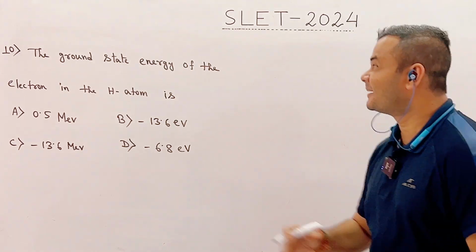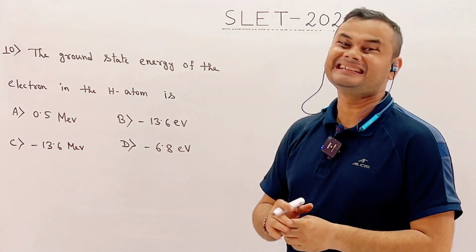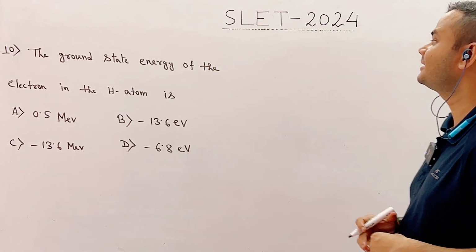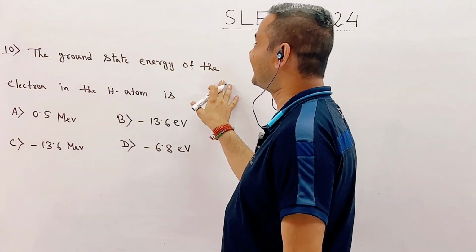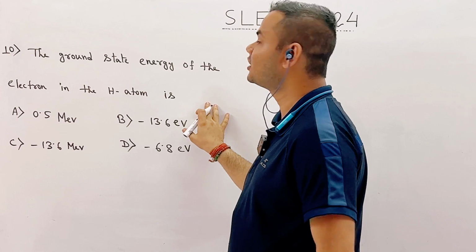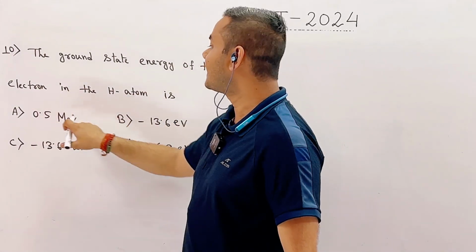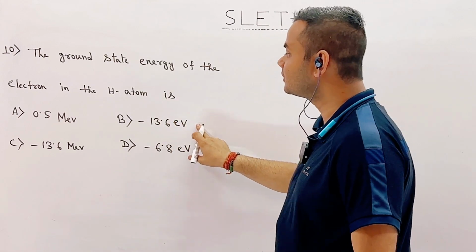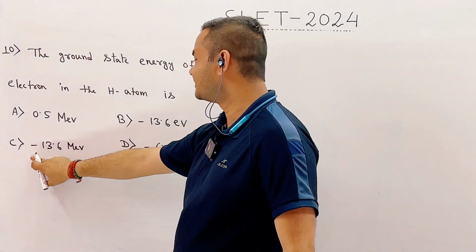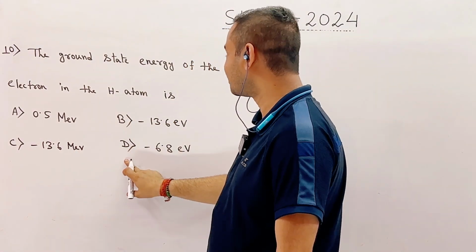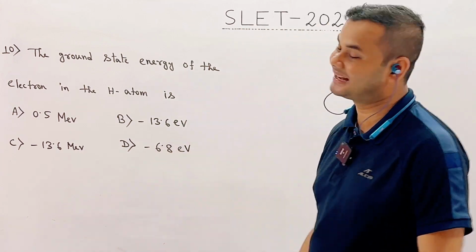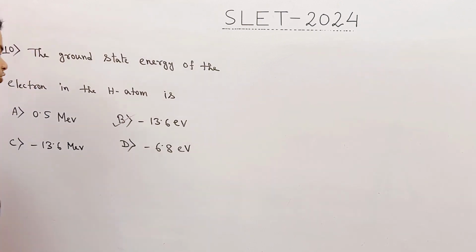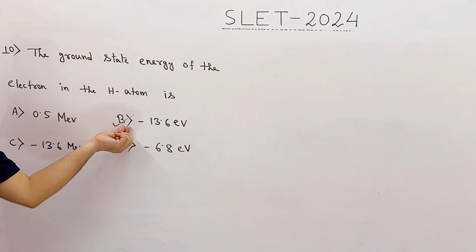Next, problem number 10. This problem number 10 is also asked from quantum mechanics topic, and according to this problem, the ground state energy of the electron in the hydrogen atom is option A 0.5 mega electron volt, option B minus 13.6 electron volt, option C minus 13.6 mega electron volt, option D minus 6.8 electron volt. Here the correct answer is option B. Now let me show you how option B is the correct answer.